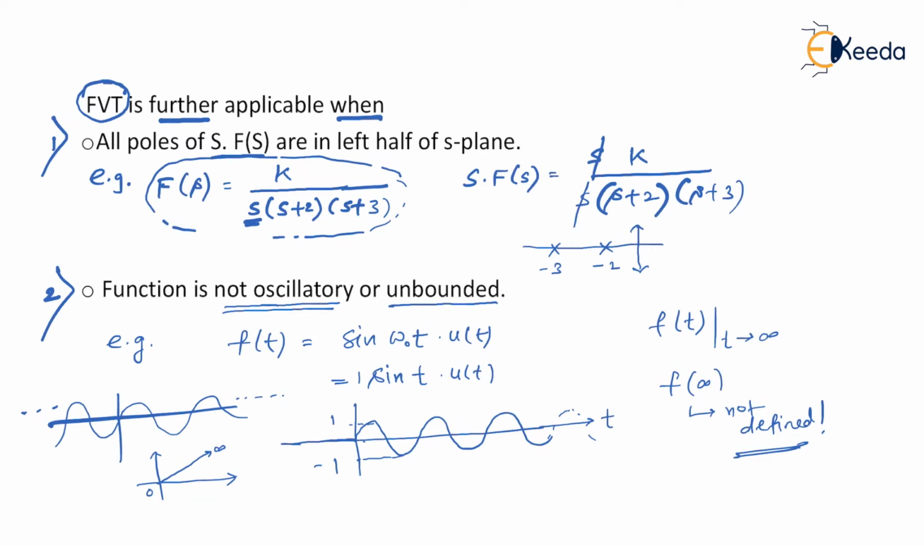So now to summarize everything, first point, final value theorem and initial value theorem are applicable only when the systems or functions are causal in nature. Secondly, final value theorem is further applicable only if all poles of s times F of s lie on the left half of the s-plane. Also, the function shouldn't be oscillatory and shouldn't be unbounded. So these are the conditions for the final value theorem.